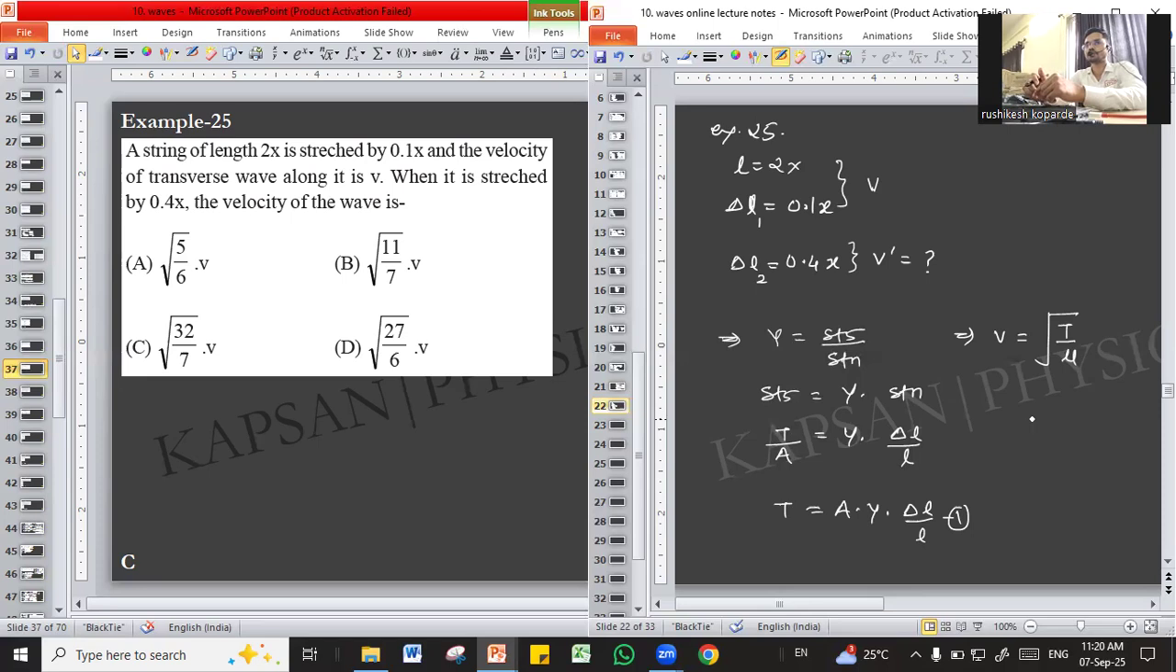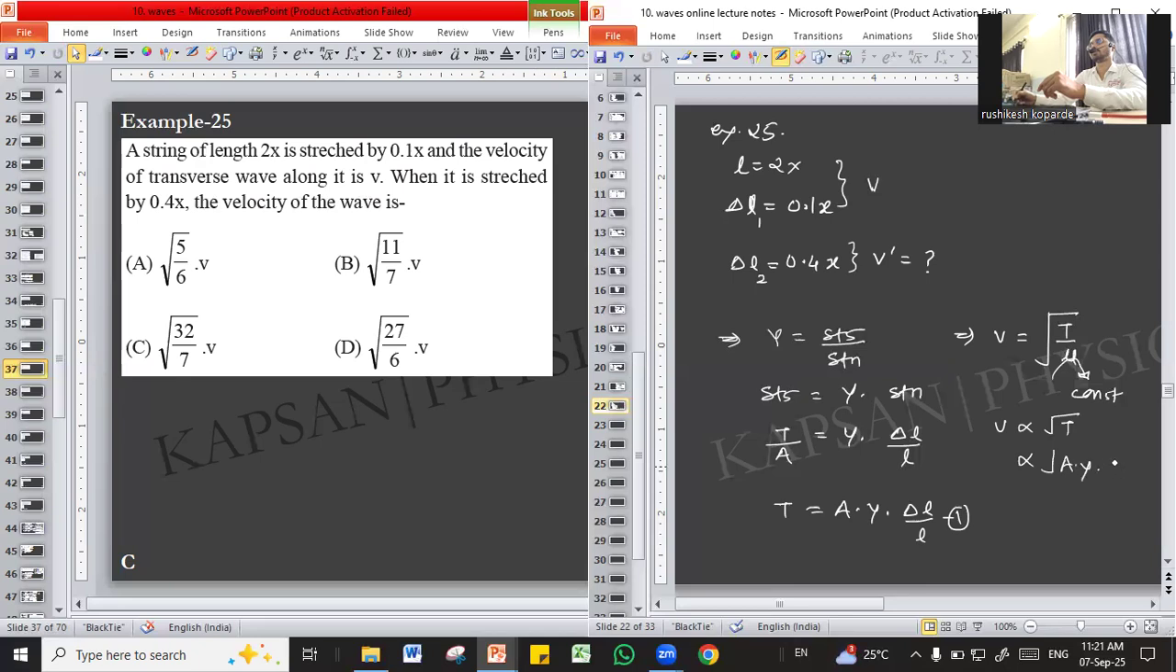0.1x is 5% of 2, so it can be ignored. 0.1x or 0.4x can be ignored. So take the mass of the string constant and length approximately constant. So take mu constant. So V will be proportional to root of T.